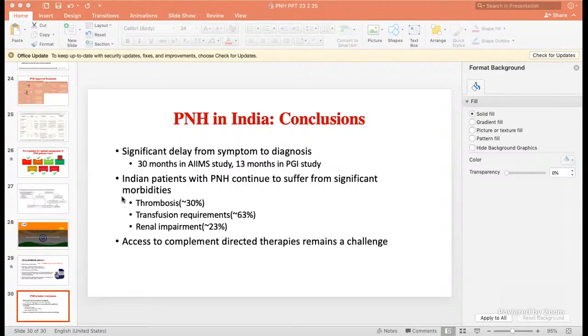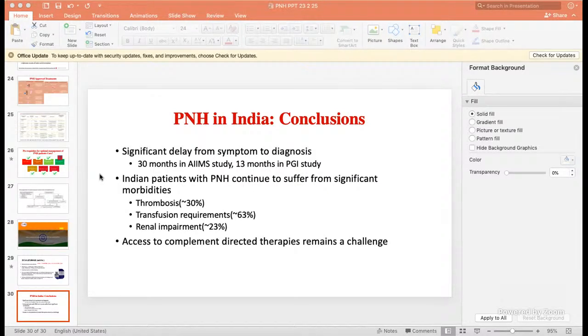So, Aryan very nicely summarized studies both from North India, South India, and your own data set from PGI. What you highlighted right in the end is our shortage of complement therapy. Now with everything in perspective, we know that the complement therapy is not going to come anytime soon, because of the cost prohibitiveness. So, what will be your take on reducing the delay in diagnosis?